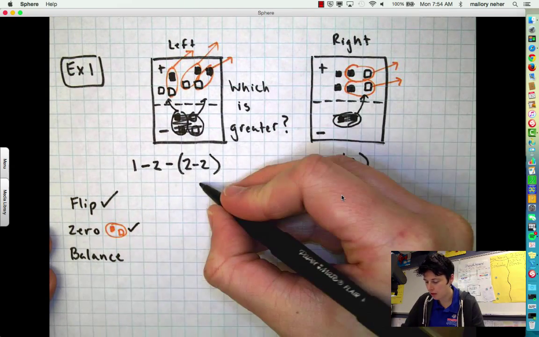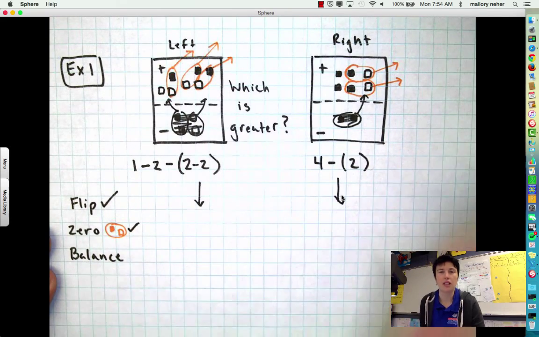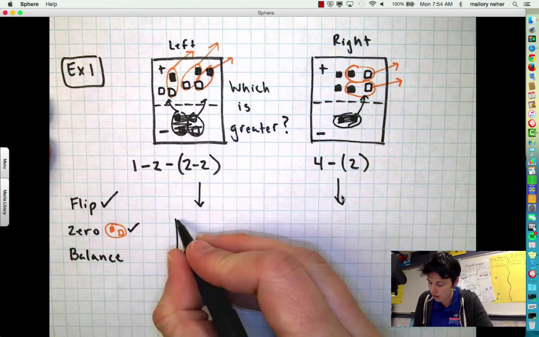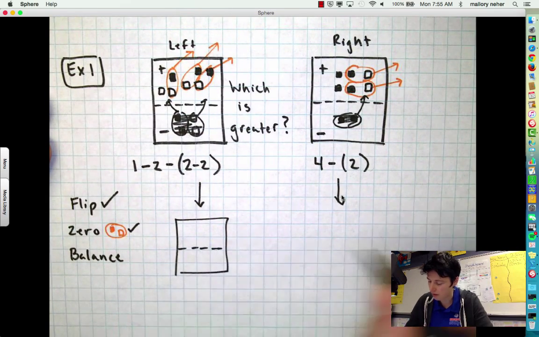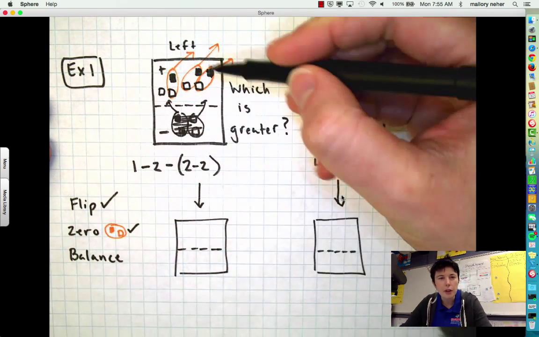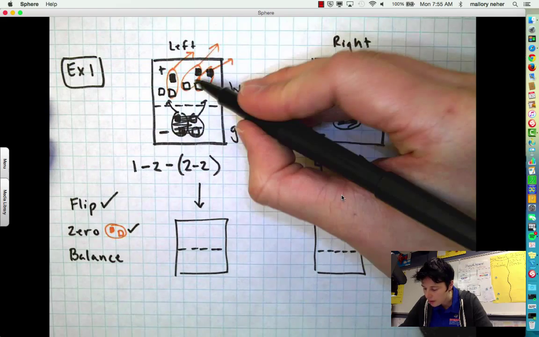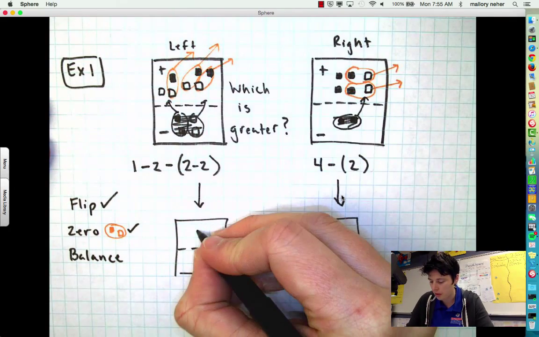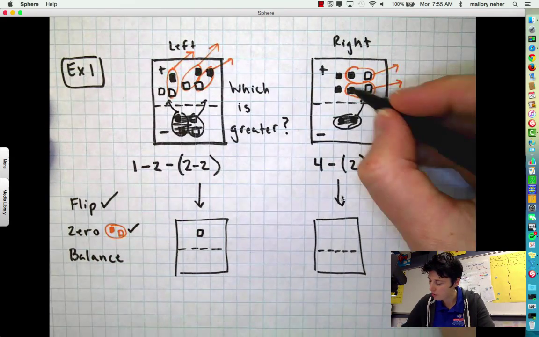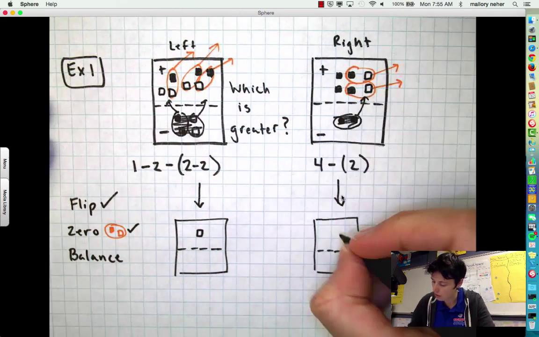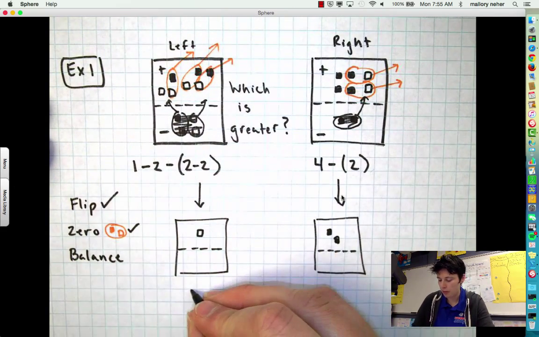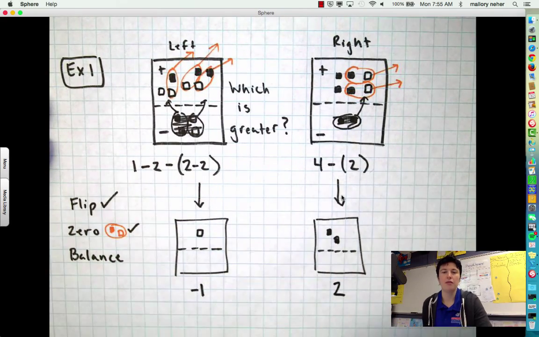Now I'm going to draw a picture down below of what the mats look like now that I've flipped and zeroed everything. I'm going to draw a real quick version of what's left on the left side and what's left on the right side. On the left, we have moved all these zero pairs off. The only thing I see is this negative empty one. On the right, if I moved all these zero pairs off, all I see is these 2 solid unit tiles. I know that this represents -1 and this represents +2.